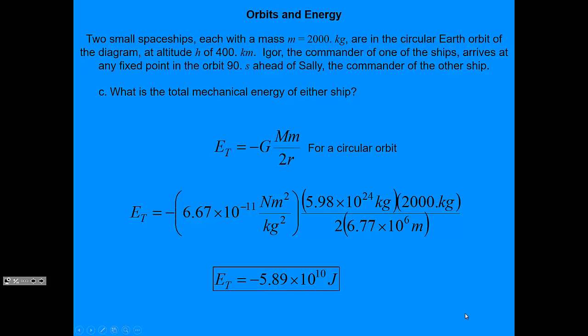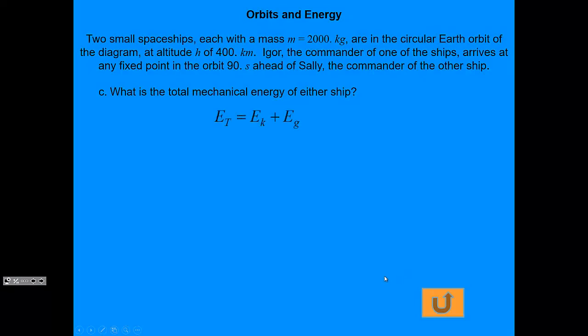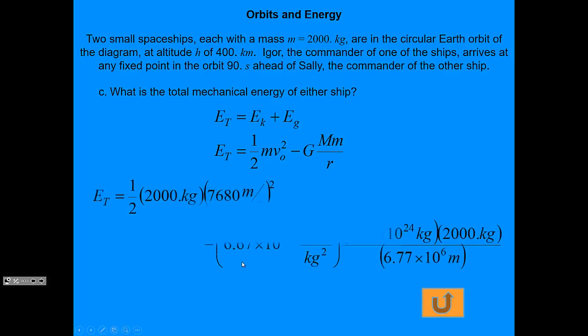Total mechanical energy. This certainly works, but it's not the way the AP would expect you to do the problem. The AP would expect you to do the problem by finding the sum total of the kinetic energy and the gravitational potential energy. The kinetic energy being 1/2 mv squared, and the gravitational potential being negative, so it's plus a negative, big G m m over r. Plug in all of those numbers, and not so surprisingly, you get the exact same answer.